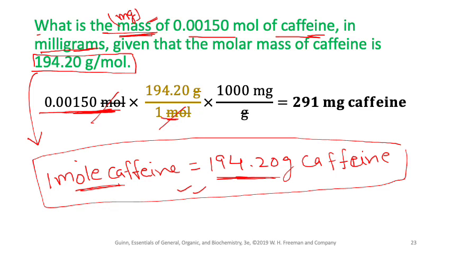I know 1000 milligrams is equal to 1 gram. So grams get cancelled, and then multiply everything. Your final answer has to be in milligrams, because every other unit has already cancelled except the milligrams. So you're going to get around 291 milligrams of caffeine. And how many significant figures? 3 significant figures in here, because you started with 3 significant figures. So this is how you normally solve this kind of problem. Always make a conversion factor from the molar mass, right? So that you can solve the problem.